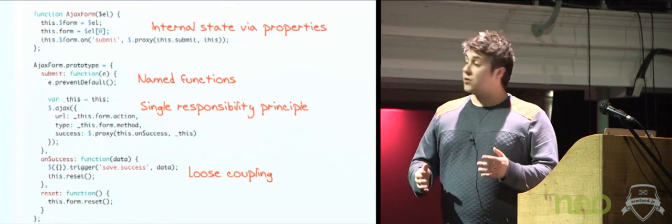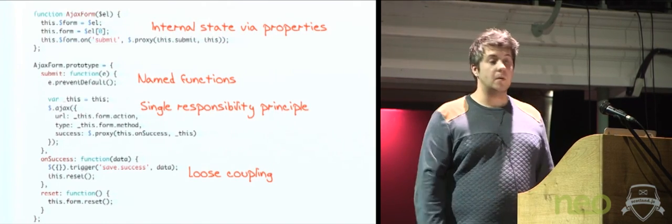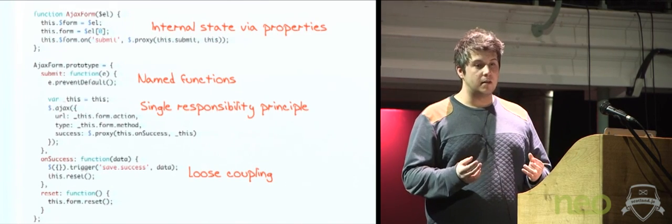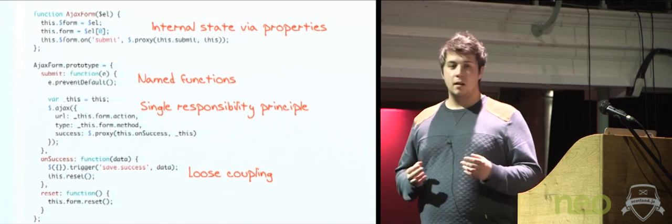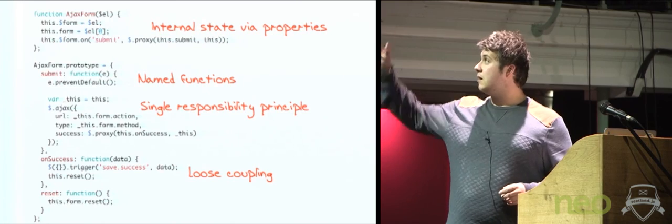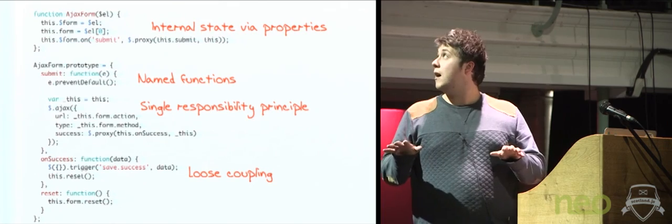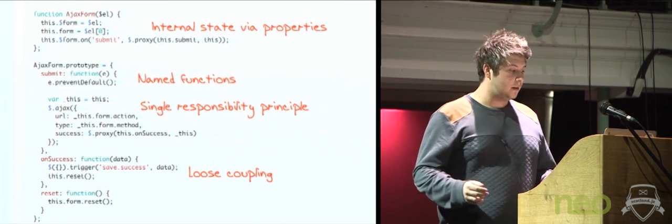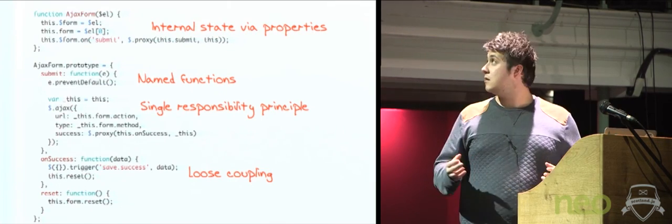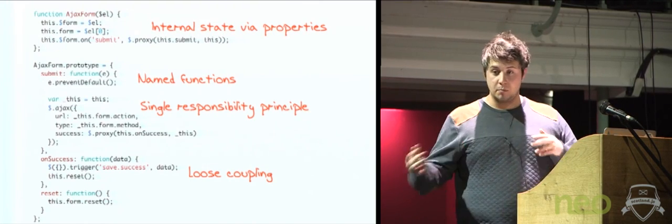We've got named functions, so those things can also be tested independently. It promotes the single responsibility principle because it does one thing and does it well. There's no coupling to IDs or anything in the DOM. All the configuration is passed in as part of the initialization of that object. And it promotes loose coupling because it's using a really lightweight pub/sub mechanism to announce the fact that a success event has happened. And the great thing is other modules and classes and objects on that page can listen out for that event and do their own thing, each of which can be unit tested independently.